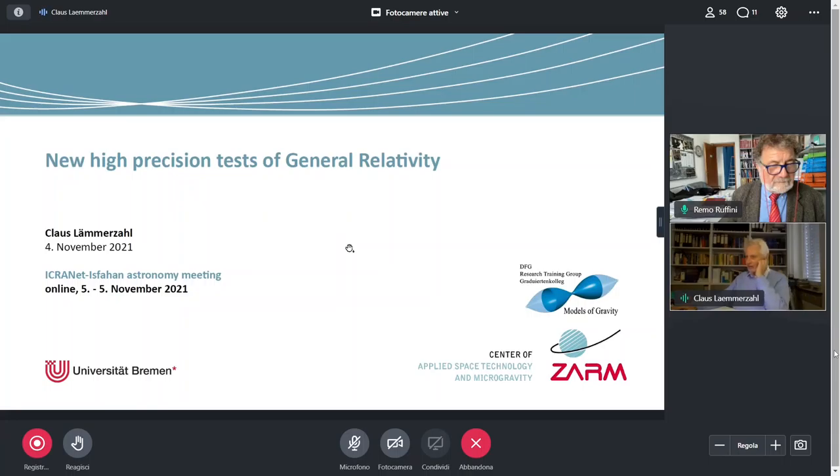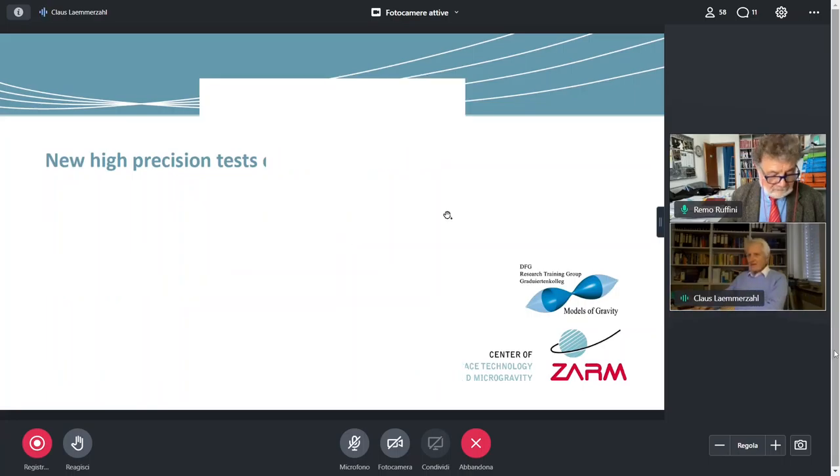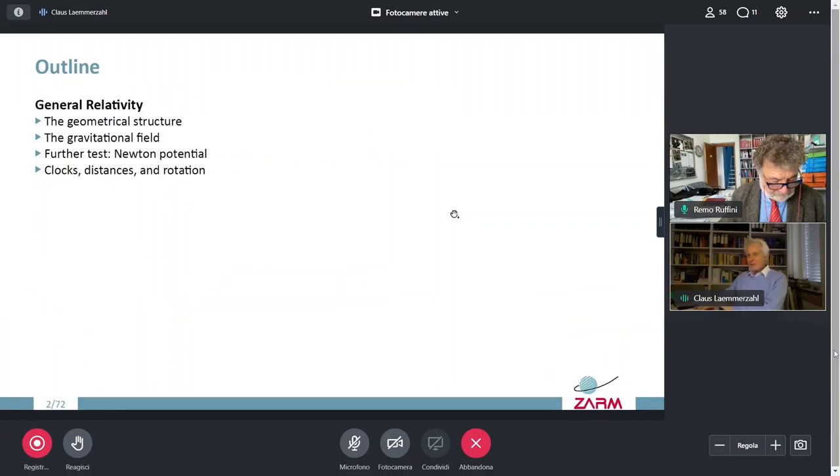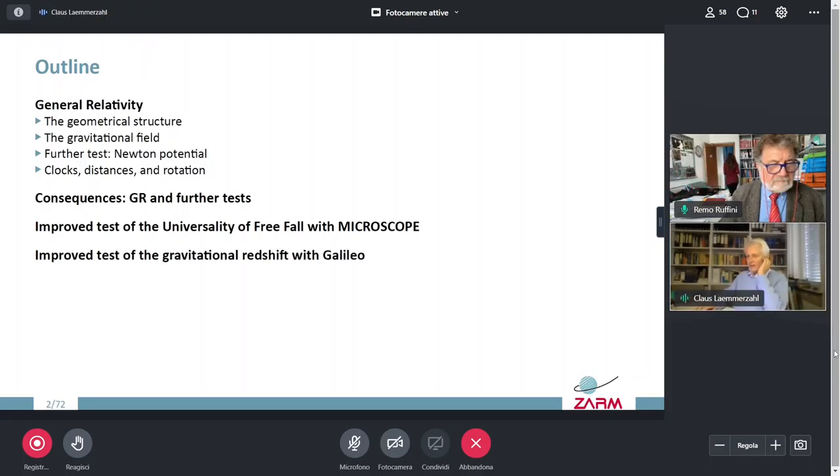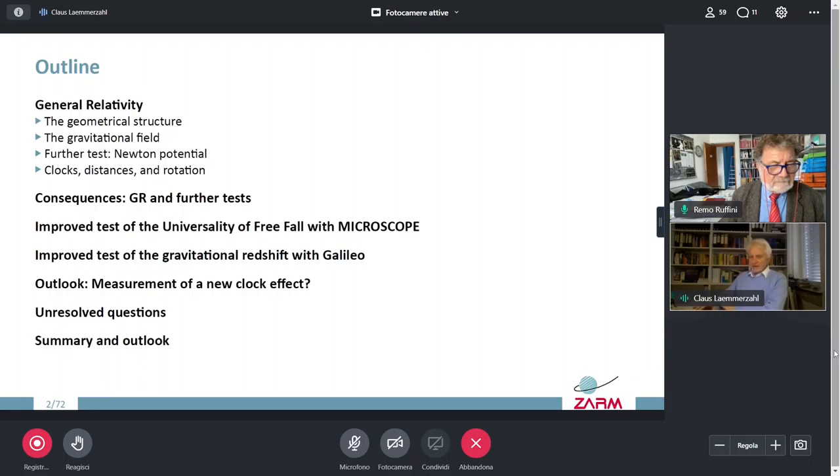I will talk about new high precision tests of general relativity. First, I have a particular approach to that. It is a constructive axiomatic approach. This is what I will talk about first, and then I will go to the consequences of general relativity, and then I highlight two tests: the test of the universality of free fall with MICROSCOPE, and the test of the gravitational redshift with Galileo. And then I come to a further effect if there's time, and come to a summary and outlook.